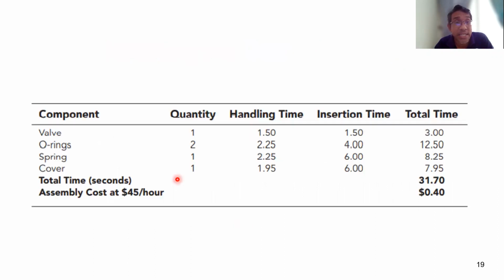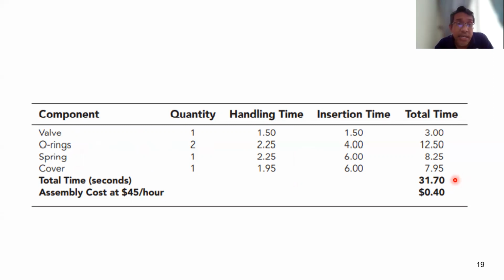For example, in this case, when we do the assemblies of valve, ring, spring, and covers for the PCV valve just now, we use these components and then we need to assemble. So the total time to assemble is 31.7. When we make a measurement of the time taken in the line, that is the time in seconds we take.